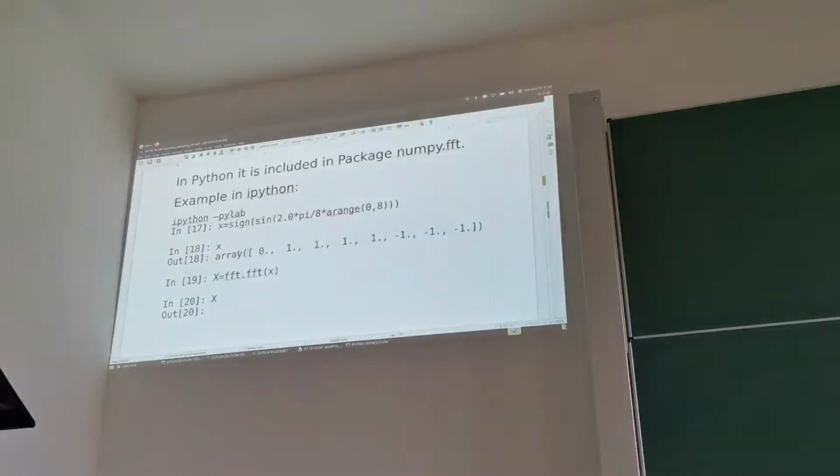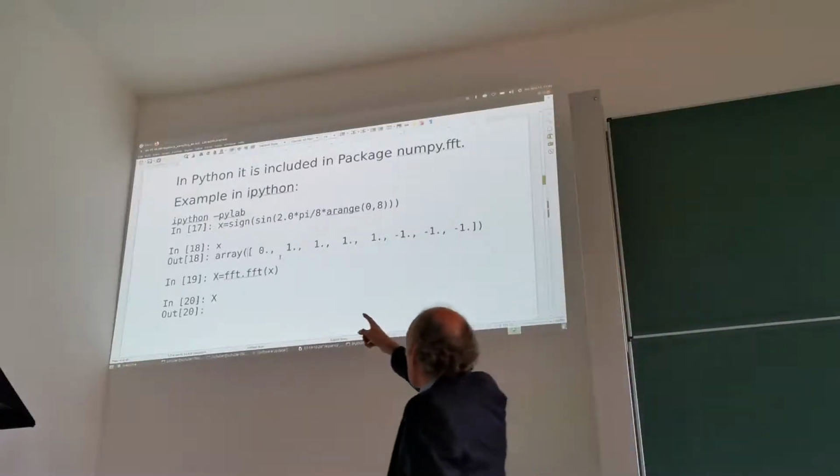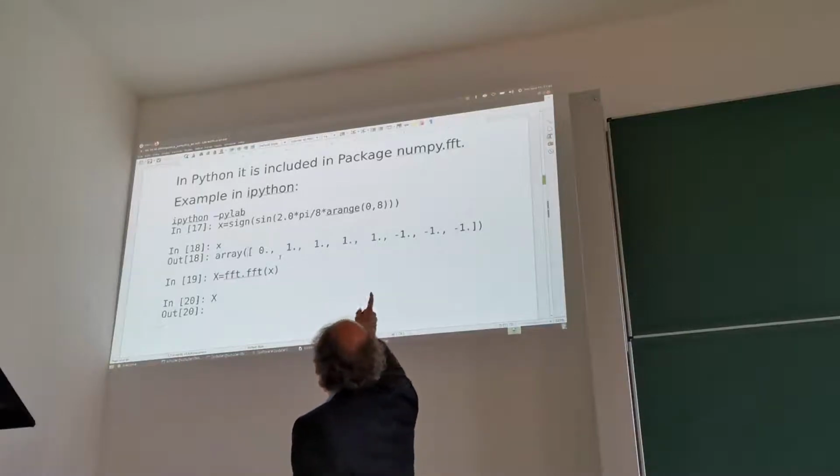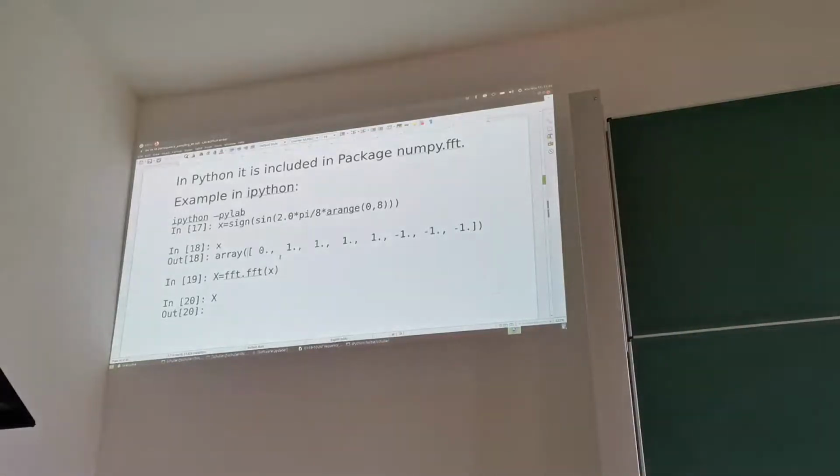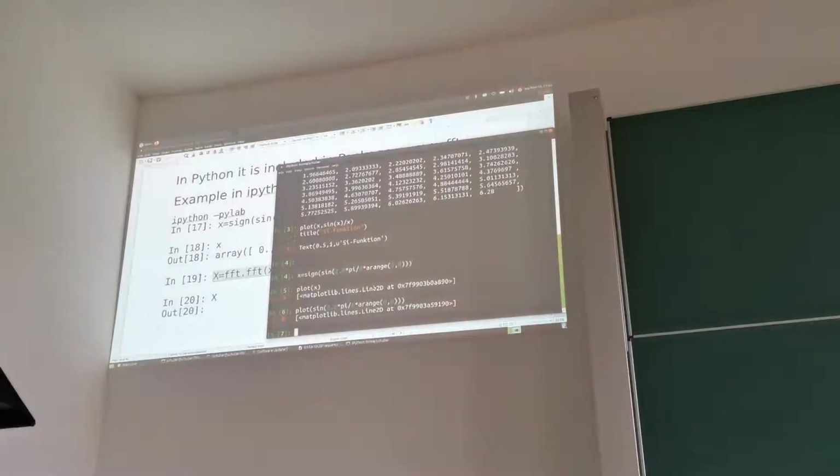So this is in the next line. Here you can see our sine function. You have 0 in the beginning, then 1, 1, 1, 1, and then minus 1, minus 1, minus 1. So a sudden change here. And now we apply the FFT. I don't need to specify numpy because that's already imported in the namespace of IPython. Copy, paste.